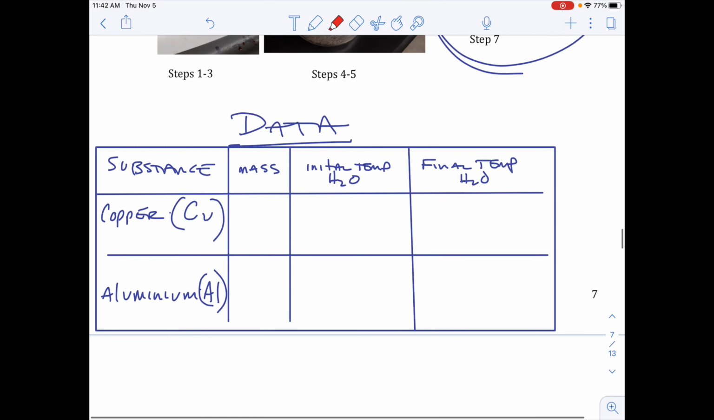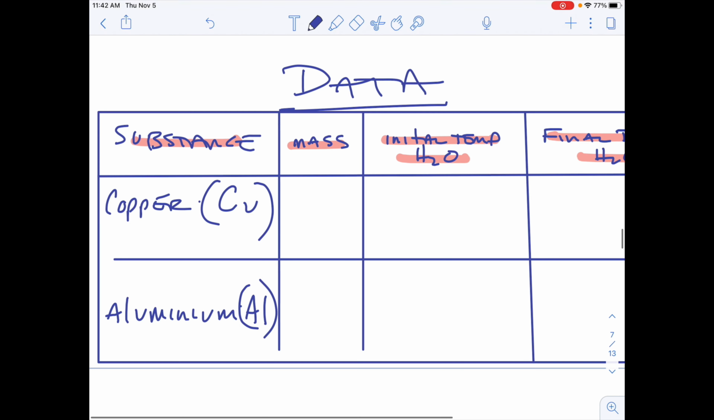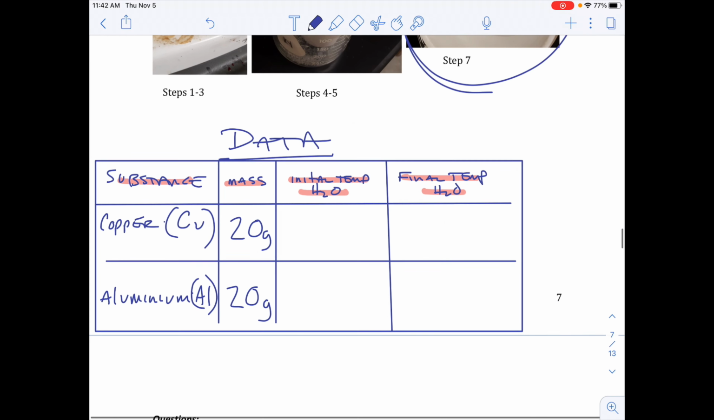I've made a data table. Okay, I have substance, mass, initial temperature of water, final temperature of water. We can fill a couple of these things in now, and we'll come back to the rest of them later. So we have mass of the copper is going to be pre-measured 20 grams, mass of aluminum pre-measured 20 grams, and the rest of this we can come back and fill in later.